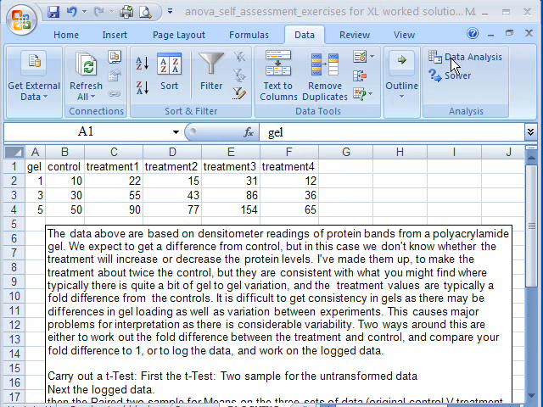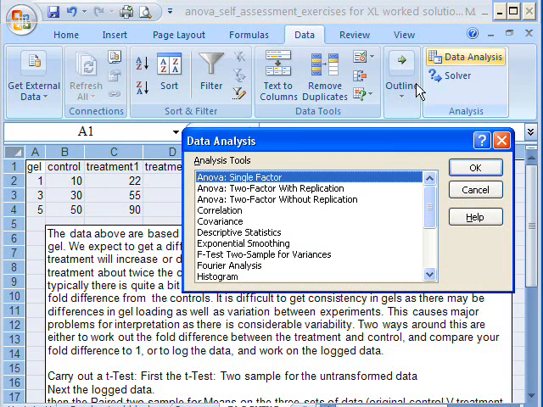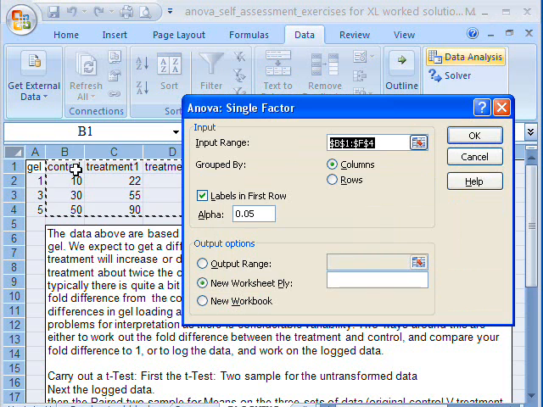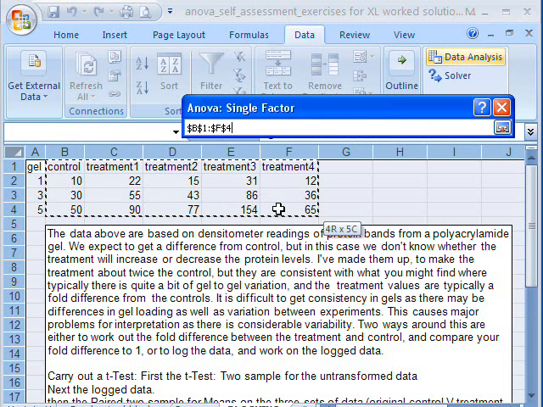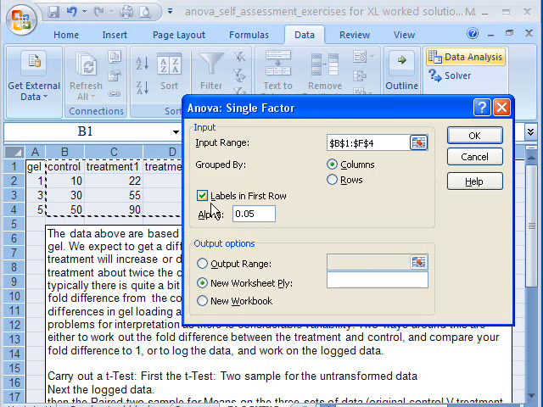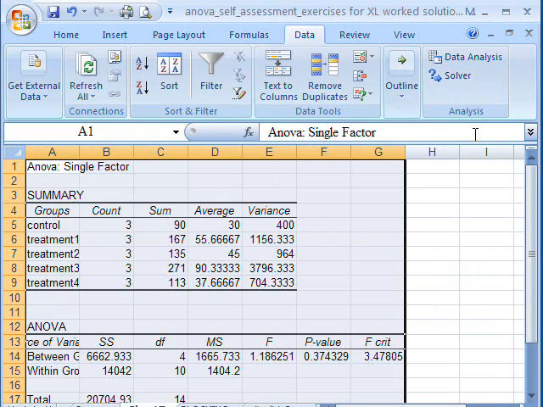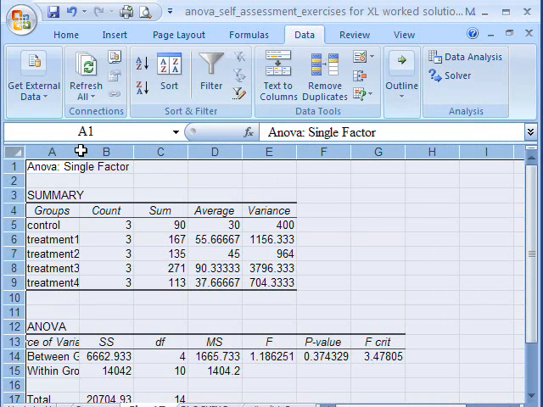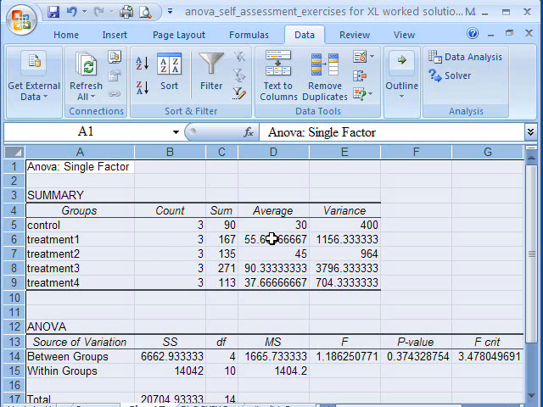So first up, let's have a look at this and analyze it as a completely randomized design. So data analysis, ANOVA, single factor, OK. There's my data. Data in columns, got labels in the first row, new worksheet ply, OK. So it gives you average values for the different treatments. You can see that they are actually quite different in the average amount of protein.